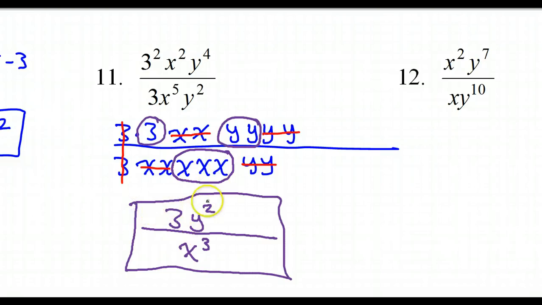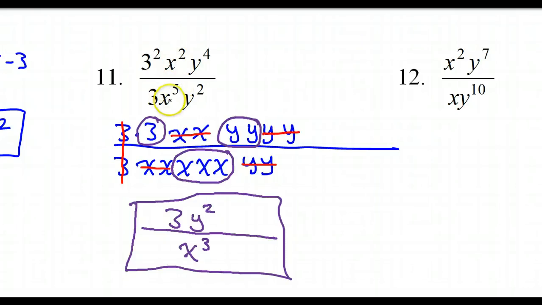I think this is easier than actually trying to subtract. Because if you do 2 minus 5, you're going to get negative 3. Now I know that means it's going to go on the denominator. But many students get confused and don't know what goes on the top and what goes on the bottom. If you think of it as canceling things out, it becomes obvious to you.